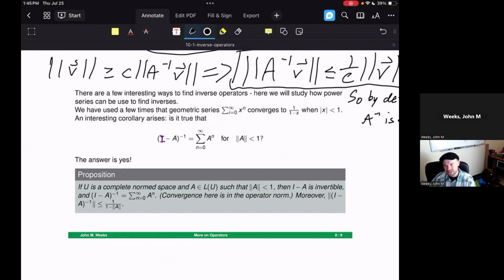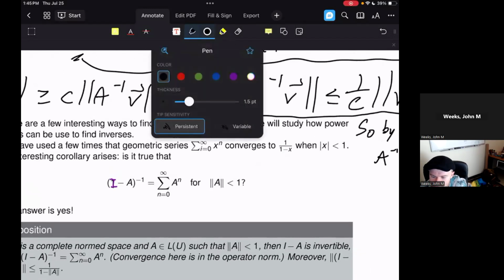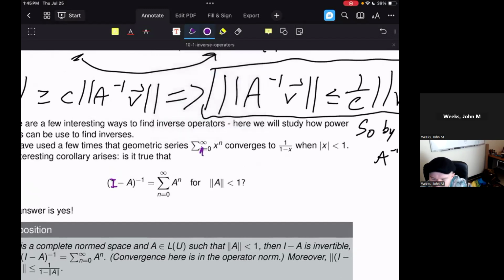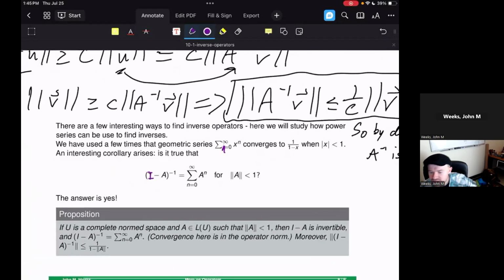But looking at the Neumann series, I thought it was very interesting because it connects us to normal series as well. So looking at power series, the sum as n goes from 0 to infinity of x to the n, we have used that the series converges to 1 over 1 minus x whenever the norm of x is less than 1.